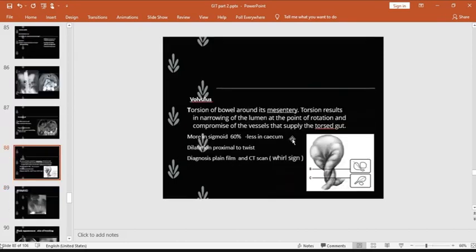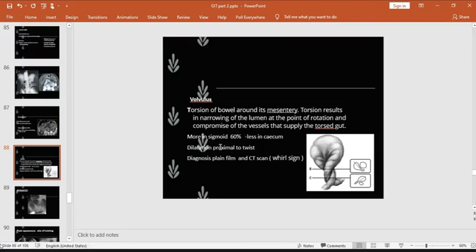Volvulus is a torsion of the bowel around the mesentery. Torsion results in a narrowing of the lumen at the point of rotation, compromising the vessels that supply the bowel. It is more common in the sigmoid colon, at 60%, and less common in the cecum.